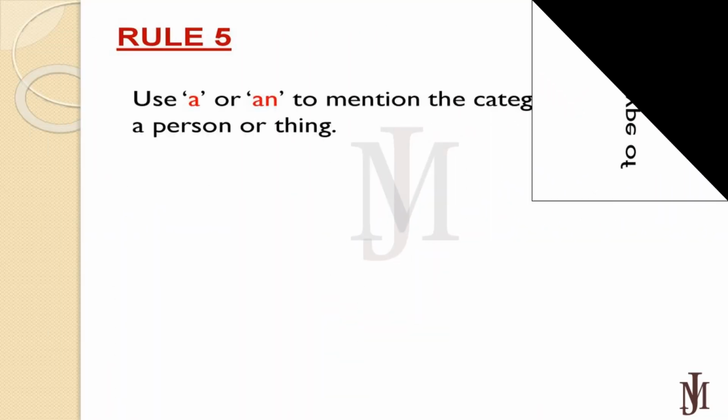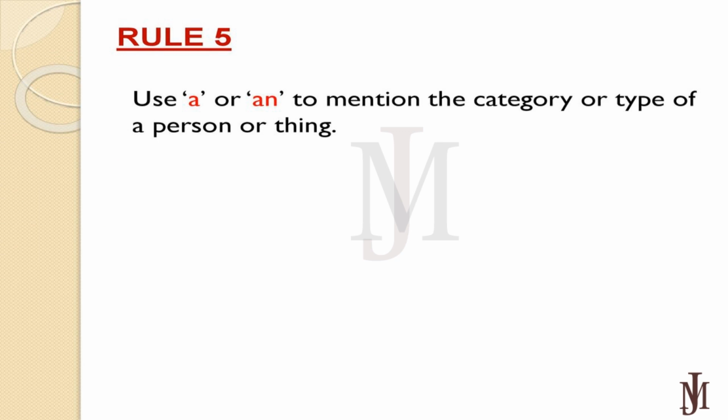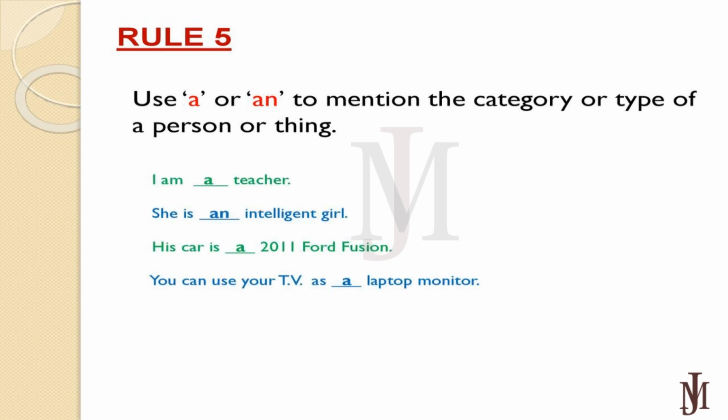Rule number 5. Use a or an to mention the category or type of a person or thing, such as I am a teacher, she is an intelligent girl, his car is a 2011 Ford Fusion. You can use your TV as a laptop monitor.